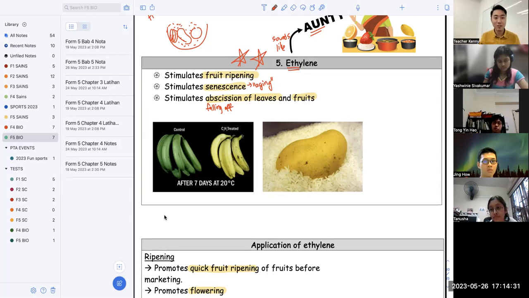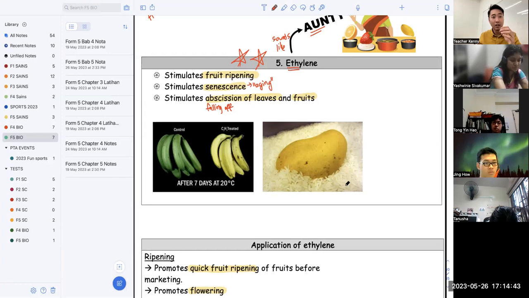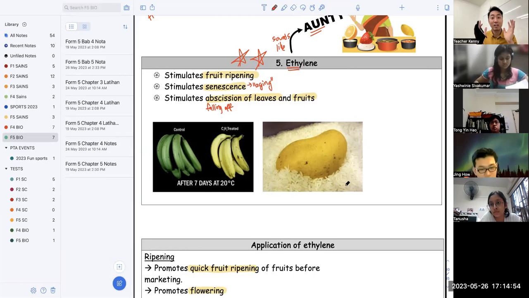Okay, so this one is from our grandmother days. Some people still do it. What they do is they put the mango in the rice tong. Last time, plastic bags they didn't use, very valuable. So they use the rice tong. They put the mango inside the rice because they want it to ripen faster.